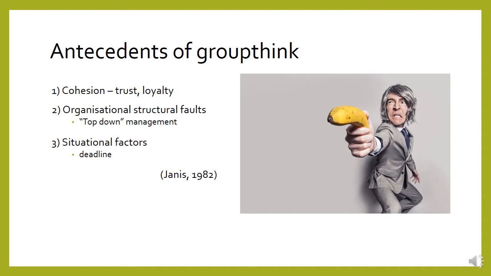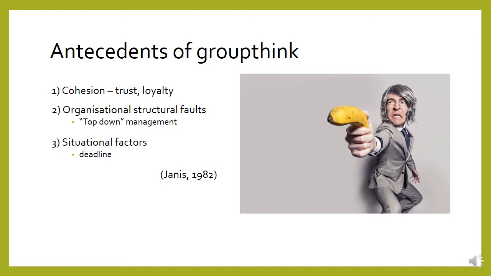Now, when Janis was initially publishing in 72, there was already a desire to apply that work to various other situations and see whether it held true. And actually, within 8 years, there was the beginnings of the publishing of a criticism of groupthink, saying it was right to a degree or right in certain ways. And I'm going to talk about that now.